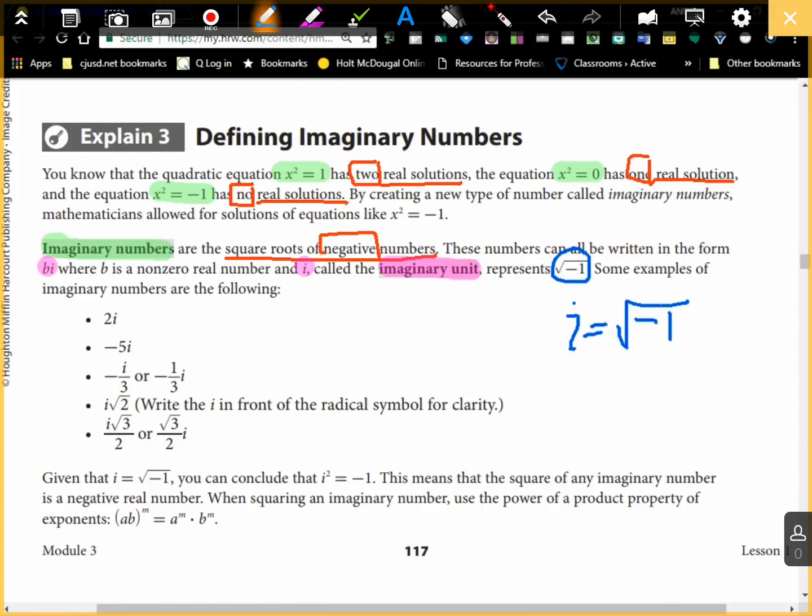Now, what if you had i squared? Well, i squared is the square root of -1 squared. And what happens when you square a square root? They cancel out. They're inverse operations. So that i squared is negative 1. i is an imaginary number. Is negative 1 imaginary? No, that's real. So i squared is a real number. So this is imaginary.